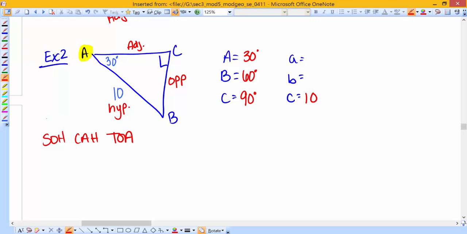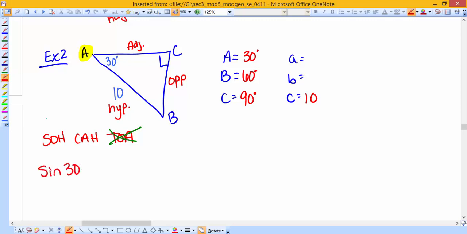Okay, we're given the hypotenuse. So I am not going to use tangent. I have to use sine and cosine. I'm not going to use the Pythagorean theorem. I want a number that's pretty darn close to being accurate, so I want to stay away from decimals. So I'm going to start with sine.